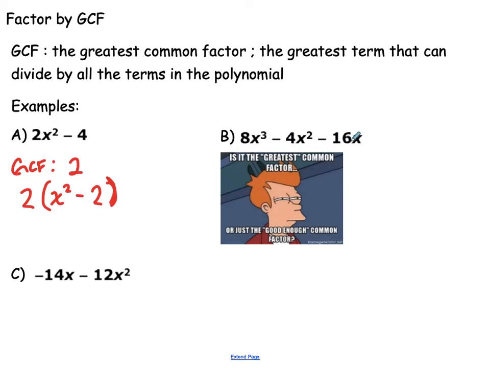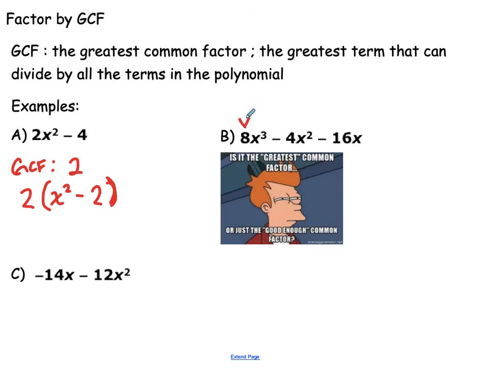Now let's take a look at these terms here. We have 8x cubed minus 4x squared minus 16x. Is it the greatest common factor or is it just a good enough common factor? So you might say, okay, what about a 2? A 2 is a common factor, but not the greatest common factor, right? Even 2x is a common factor, but not the greatest common factor. All right, so to help you, we want to identify the factors of 8x cubed, 4x squared, and an x, okay? And then as you go, it'll get a lot better.